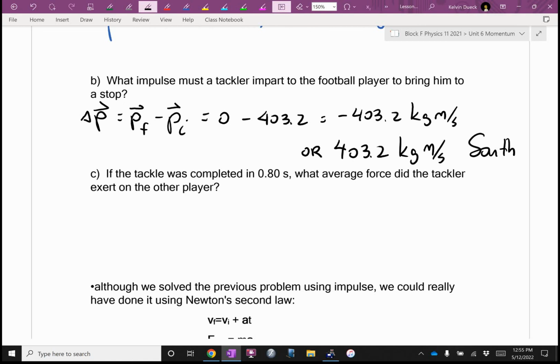Okay, what does he want me to find? Force. Don't write this down. I could go F equals what? MA. And there is enough information in this question that I could find A. I could. However, what did I find in part B? Starts with the letter I. Impulse.